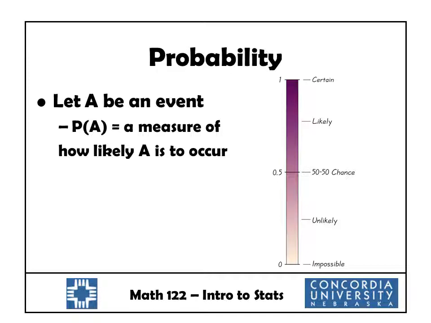Probabilities take values between 0 and 1. A probability of 0 means that that event is impossible. A probability of 1 means that that event is certain to occur. A probability of 0.5 means there's a 50-50 chance that it will occur. If it's close to 1, we say it's likely. If it's close to 0, we say that it's unlikely.